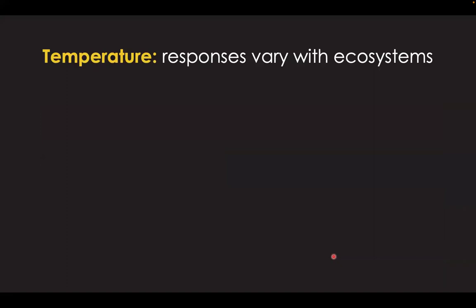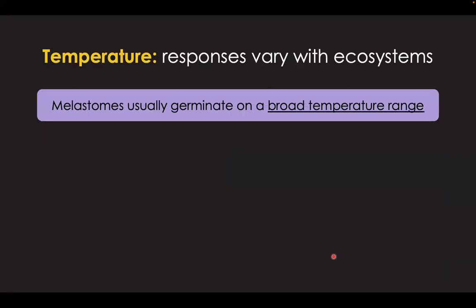And for the second germination factor, one of the most studied, we see that melastomes usually are able to germinate over a broad temperature range. We can think of melastomes as colonizing a huge variety of habitats, ecosystems and microsites. So we should expect them to germinate over a broad temperature range.